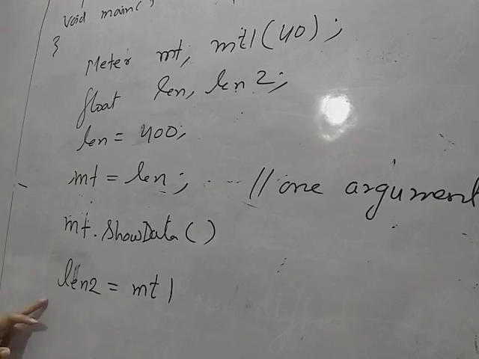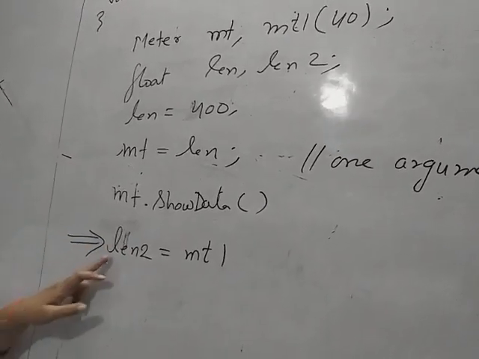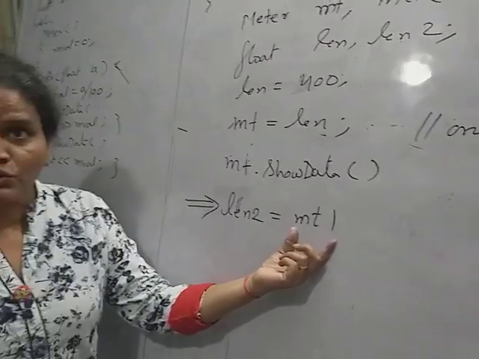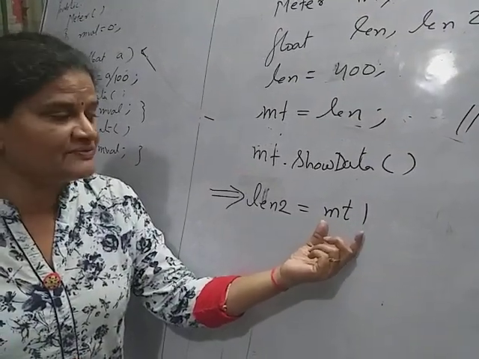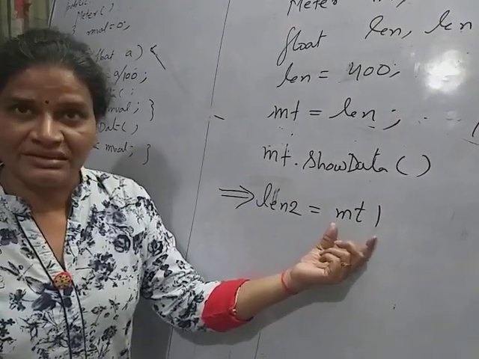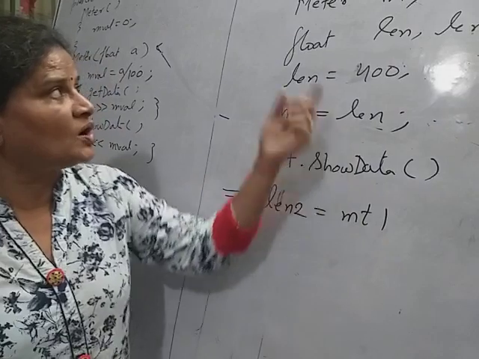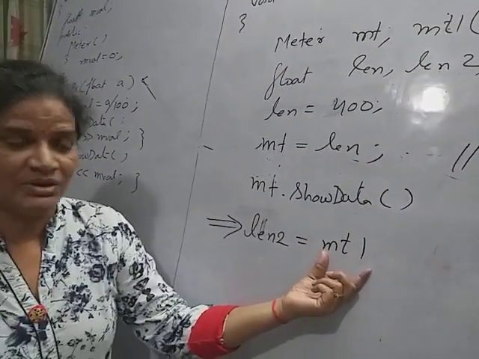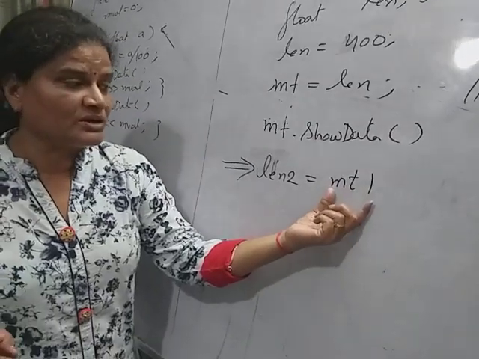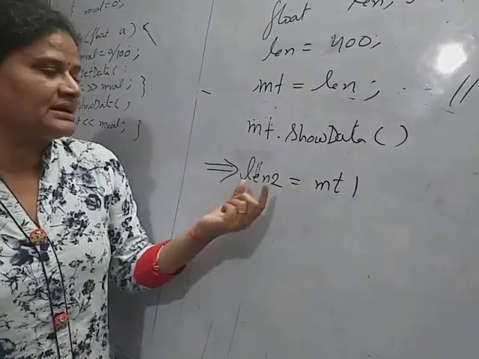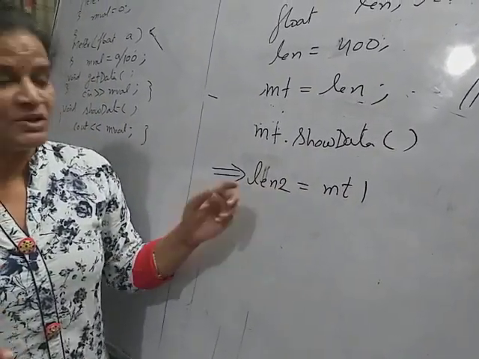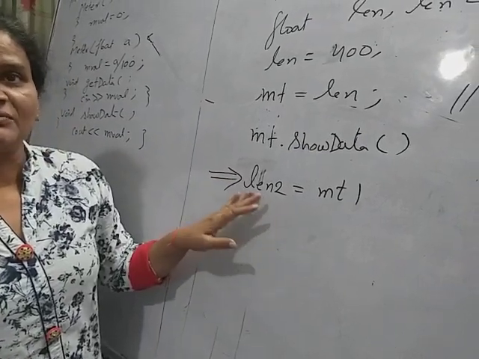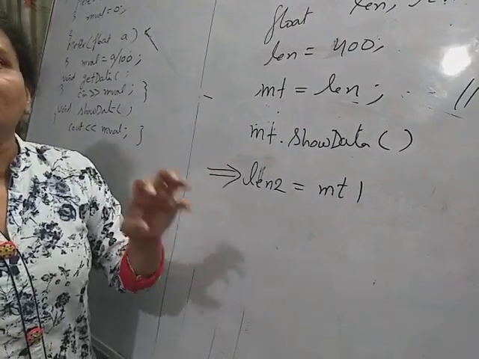Now carefully see this statement here. What I am doing, I am trying to convert a user defined object. The empty 1 is what? The object of the meter class. So this is what? A user defined data type. I want to convert the user defined data type into what? Basic type. So here this is done with the help of an operator routine.